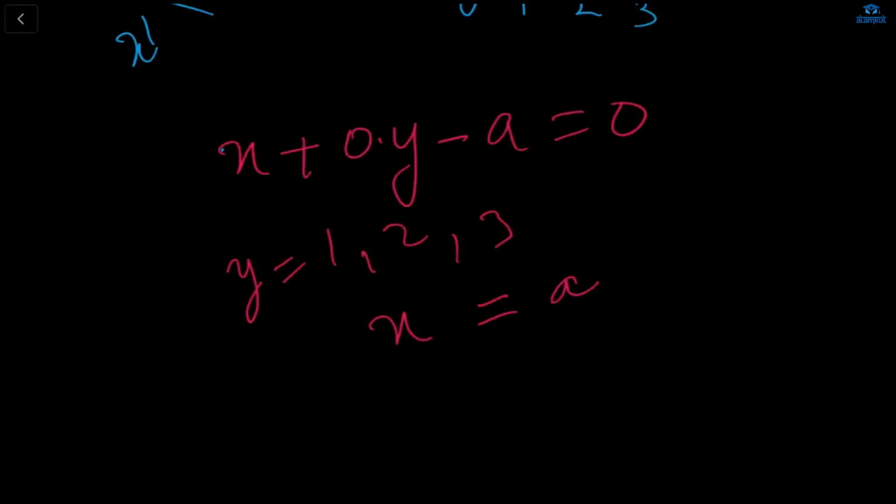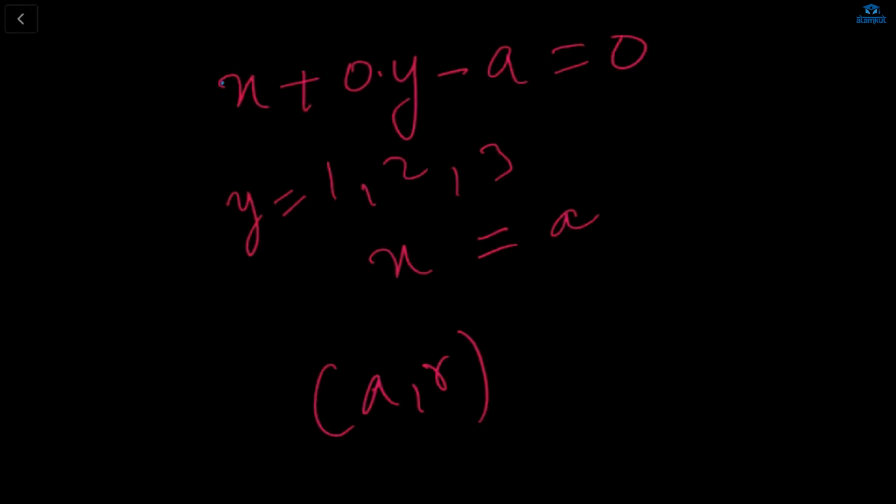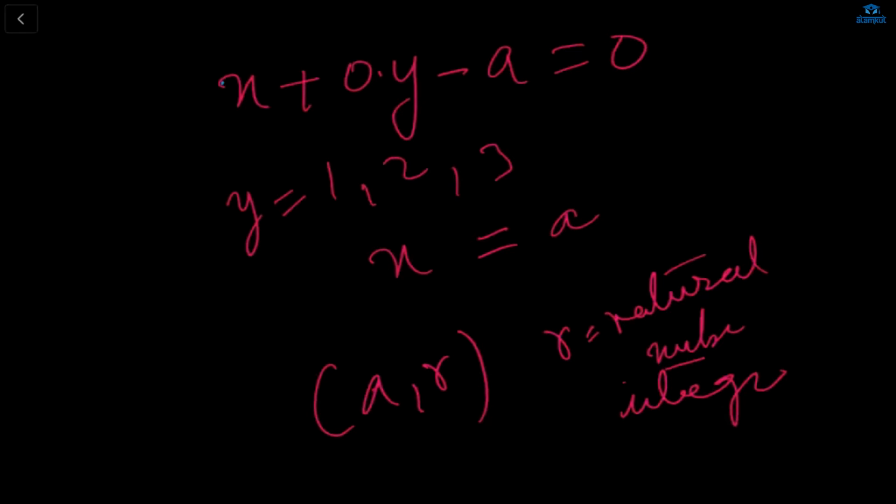So the solution you can write as a comma r, where r is a natural number, or you can say an integer. Natural number, integer, you can write. r can be any integer. So for various y values, the equation will be satisfied. Any doubt in this?